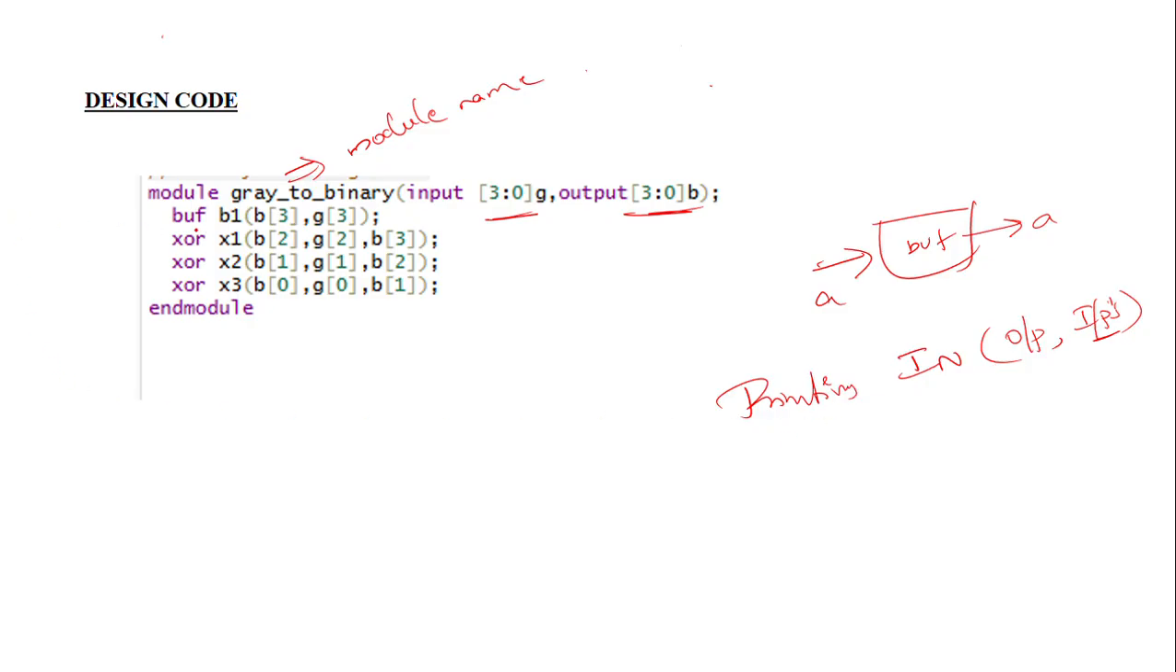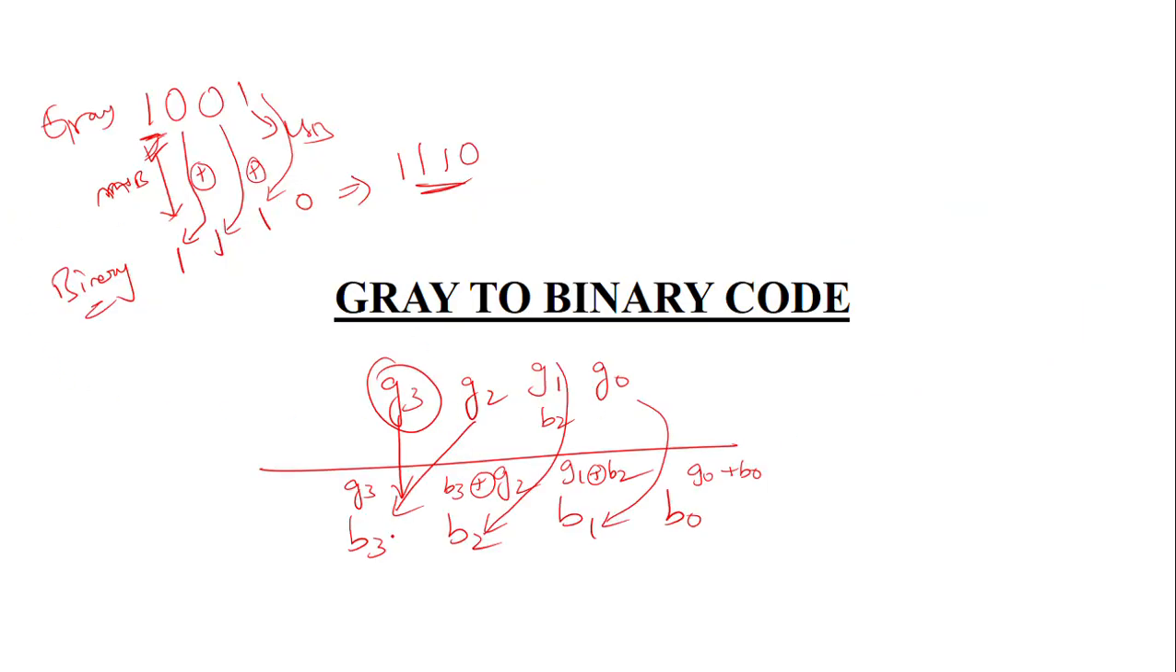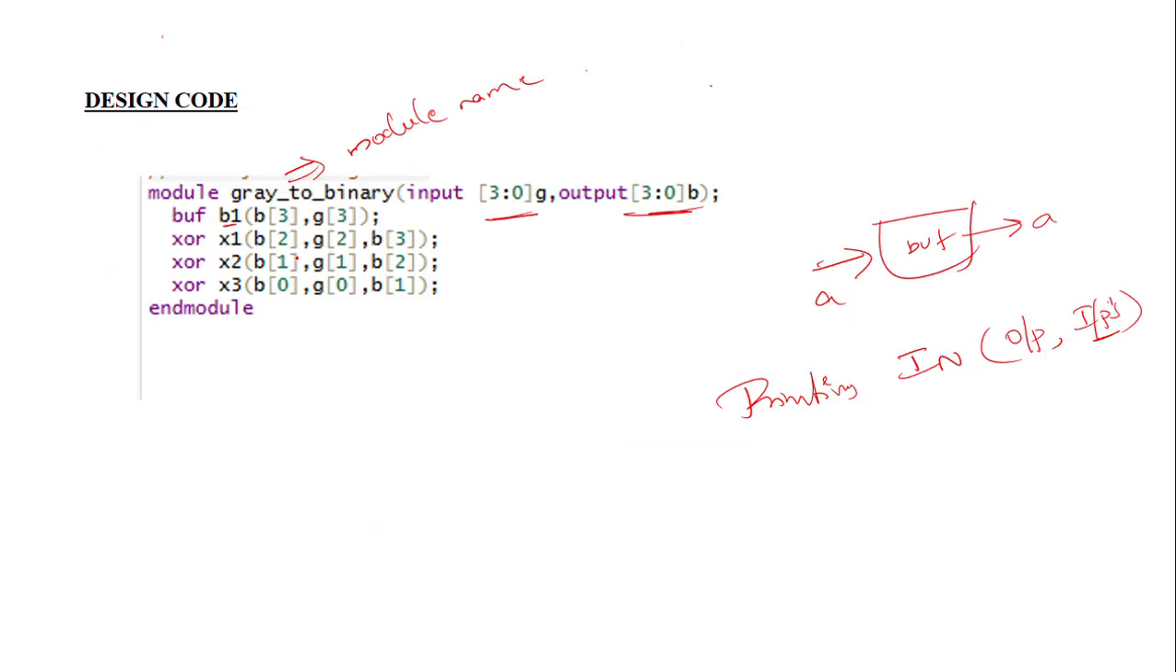Like this you can write buf, and B1 is our instance name. Our output is B[3], and our input is G[3], which is directly assigned to B[3]. So we simply write B[3], comma, output followed by input.